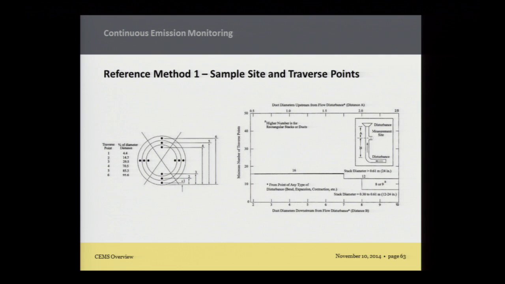So if I'm down here in this level, I'm at 16 until I hit 2.5 and 7. I've got to do 16. That's a pain in the butt for the stack testers.